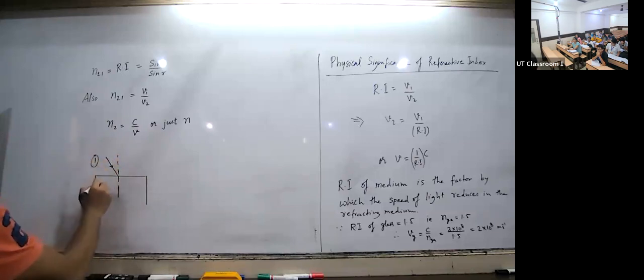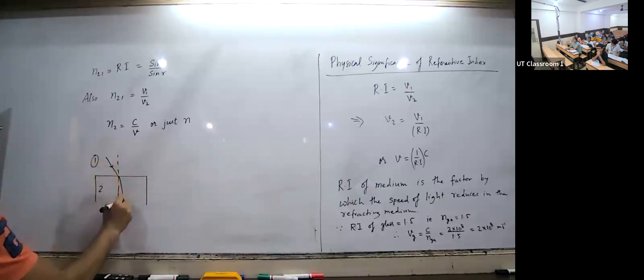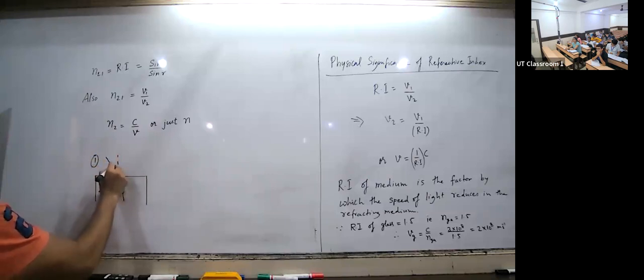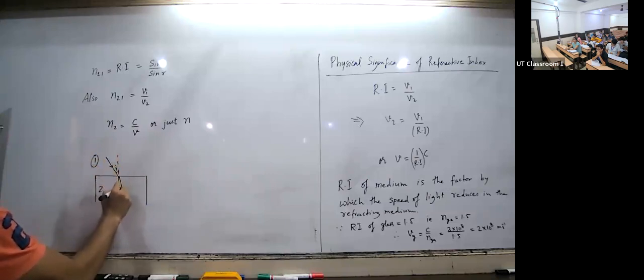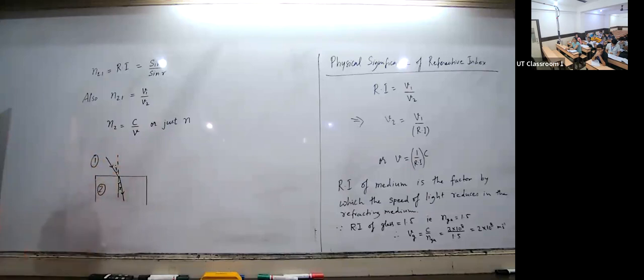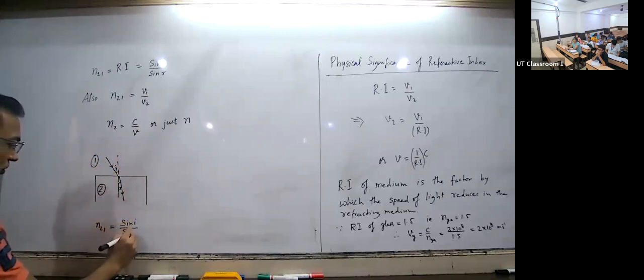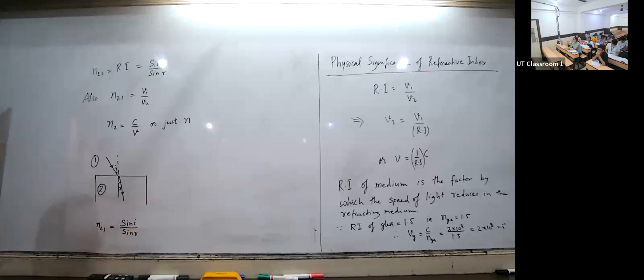Right, this is 1, this is 2. I and R. Right, so what is N21 in this case? N21 is equal to sine of I upon sine of R. Now what about N12?